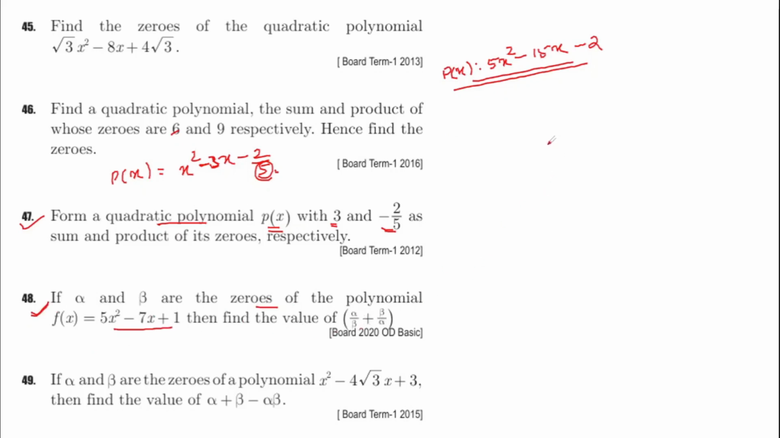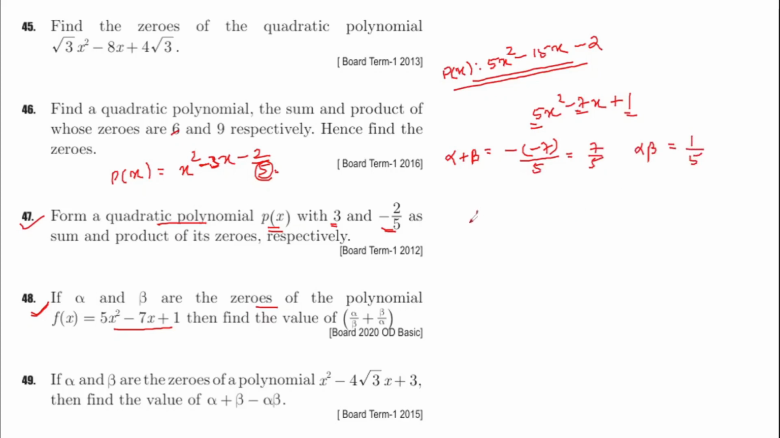So the polynomial given to us is 5x square minus 7x plus 1. Now a is 5, b is minus 7, c is 1. So if I want to find alpha plus beta, this will be minus b by a. That will give you 7 by 5. Similarly, if I want to find alpha into beta, this is c by a. That is 1 by 5.